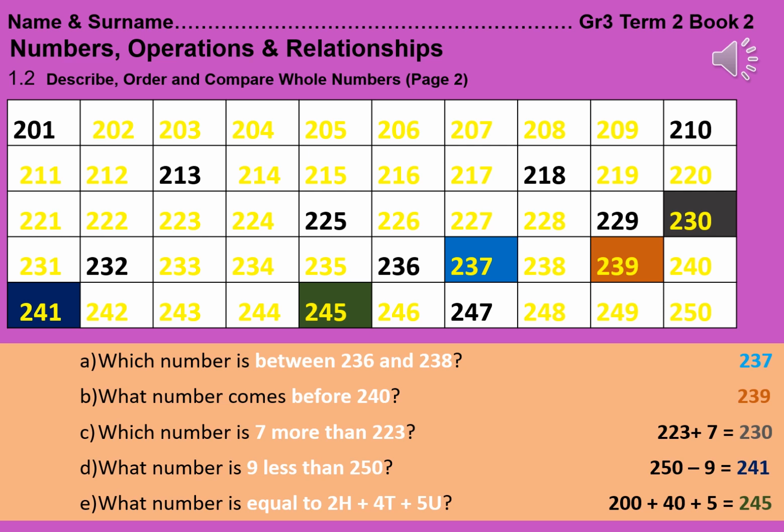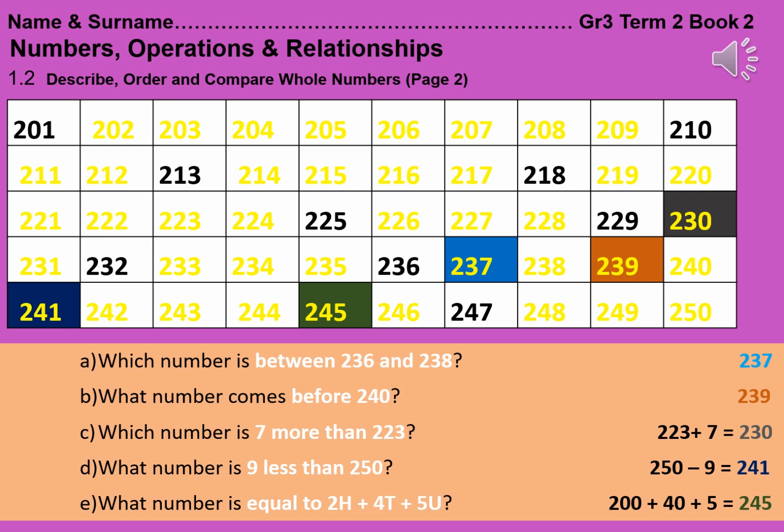Now number A. Which number comes between 236 and 238? So I've highlighted the keywords there, between and the two numbers. So we find the numbers on the chart. You find 236, put your finger on it, and 238. The number that comes in between them, I've highlighted in blue, is 237.